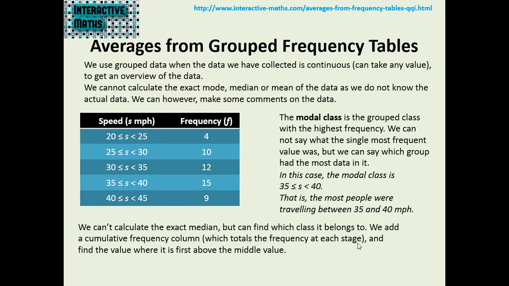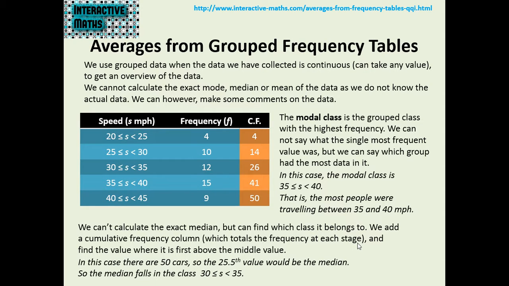We can't calculate the exact median, but we can find which class it belongs to. So we add a cumulative frequency column again. And then what we do is we find the value where it's first above the middle value. So we do 50 plus 1, which is 51, divided by 2 is 25.5. Okay. So 25.5, where does that lie?